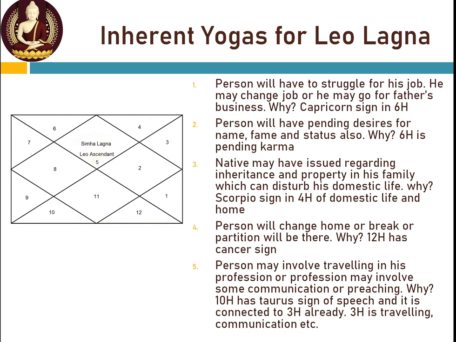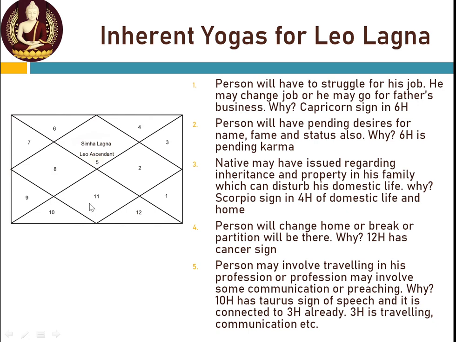Now, as we have already understood these things, these are the inherent yogas. Let's see. First, person will have to struggle for a job. He may change job, he may go for father's business. Why? Because 6th house has the natural sign of Capricorn. Capricorn is profession, 6th house is hard struggle, hard labor, 6th house is break, 6th house is service. 6th house is change. So this person may change at least 2 jobs, or he may go for the father's business as a profession.